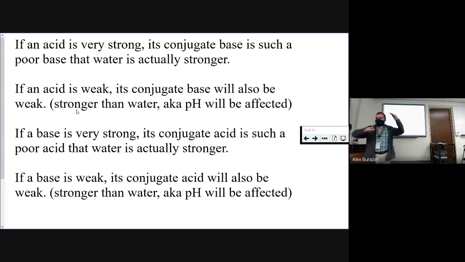That's the middle ground. If I have a base that is very strong, its conjugate acid is such a poor acid that water is stronger, I should say. Okay? And then if I have a weak base, the conjugate acid is also weak. Remember, weak is the middle ground in this scale. Strong and neutral are the extremes.